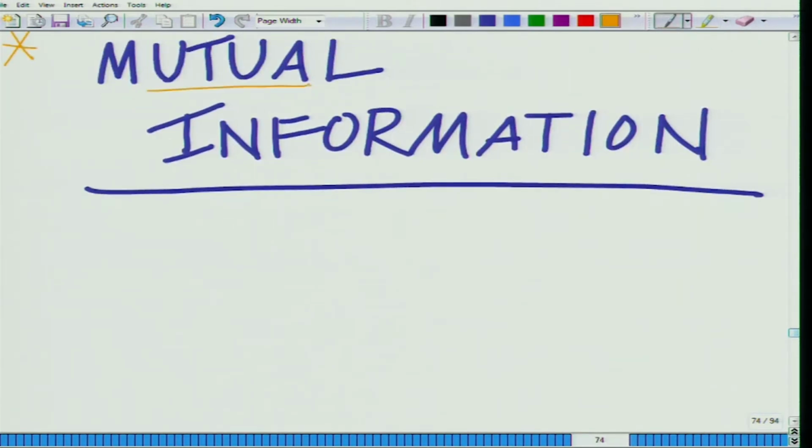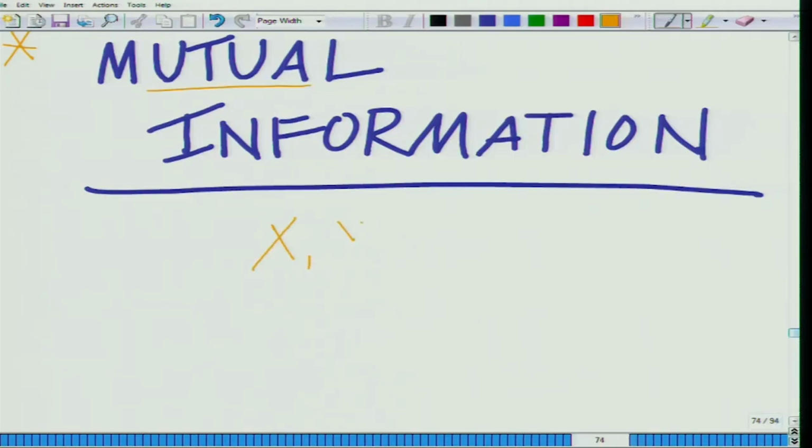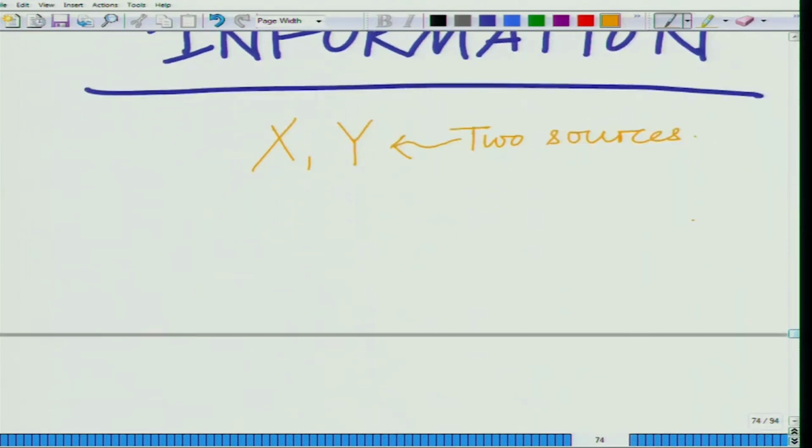It's what is mutual. When we talk about the term mutual, it means between two things, right? So it characterizes the interplay, the relationship between the information of these two sources. All right. So let us consider two sources, let's say x and y. This is one of the fundamental quantities that can be used to analyze the performance of a communication system. All right. So I have x and y, which are two sources, or have alphabet drawn from two sources.